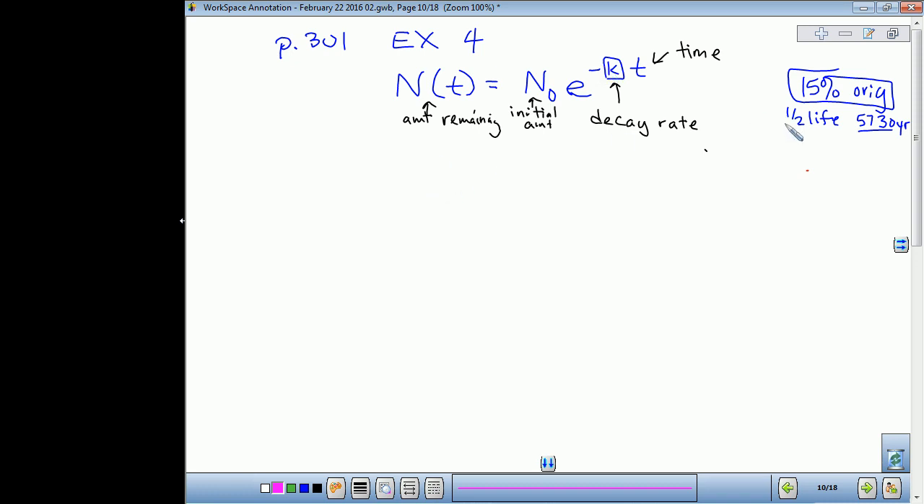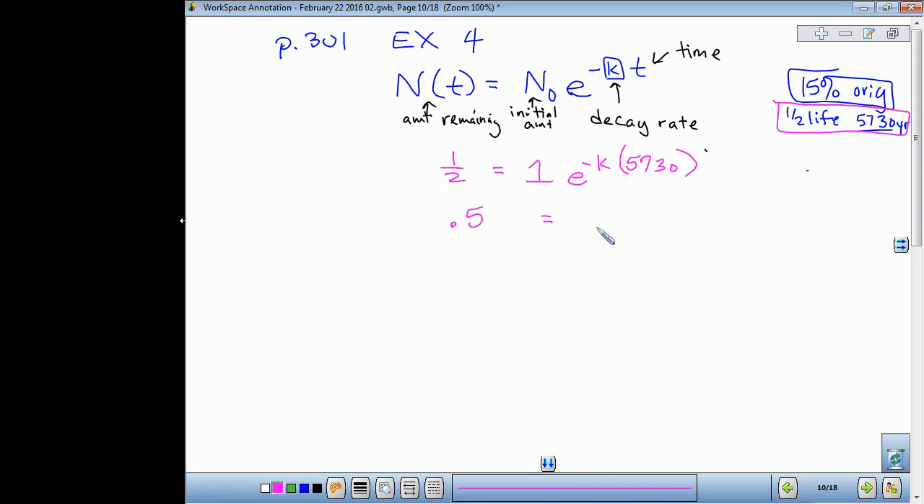Alright, so first of all, let's deal with this part and see if we can find that decay rate, that constant right here. If we know that whatever we started with, 100%, if we know its half-life, then half would be left, right? And we know the half-life is 5,730 years. So we can solve for k. This is going to be so pretty. 1/2 is 0.5.